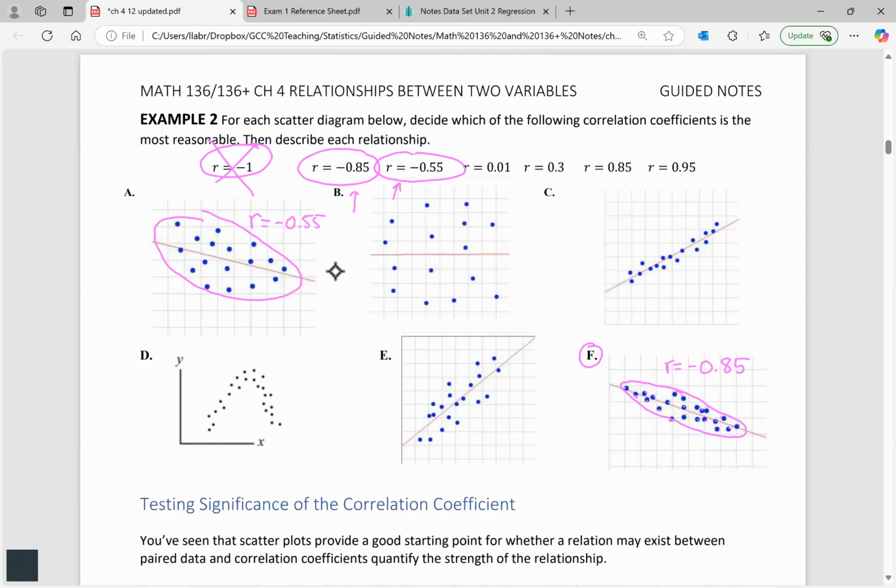All right, I'm going to go ahead and leave it here and wait for you to tell me what is the correlation coefficient for some of the remaining plots.